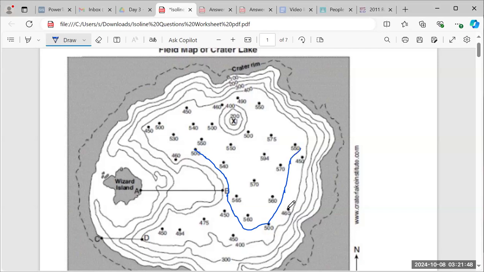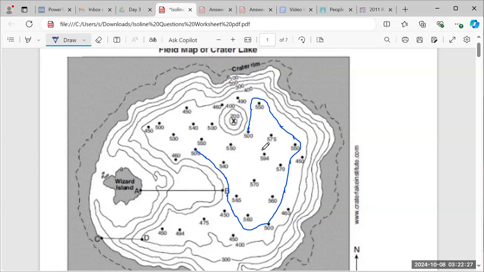500 fits between 450 and 550. So I'm going to continue on the outside, right? And can 500 fit between 550 and 575? No, it cannot, right? Now, as I'm drawing, you may be tempted to just jump right in between here, but look, 500 cannot fit in between 550 and 575, but it can fit in between 490 and 550. So therefore, I'm going to go around through, right? And I'm going to connect with my 500 line.